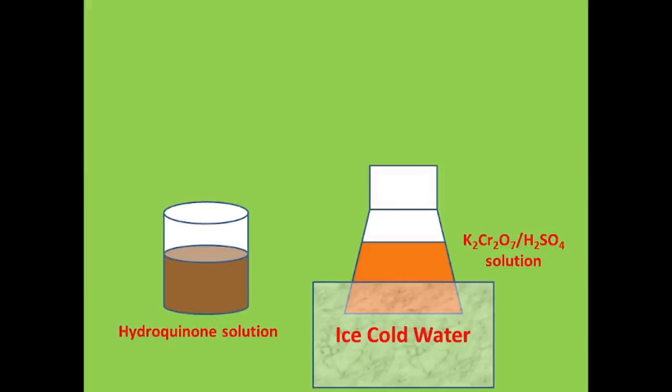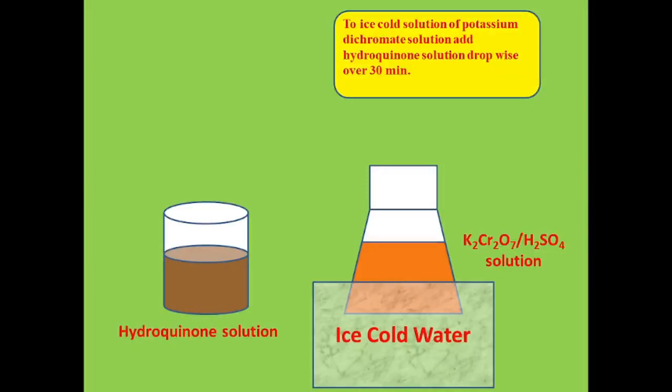Then add hydroquinone solution to the potassium dichromate solution. The potassium dichromate solution is kept in ice cold water. Care should be taken that the temperature of the mixture should not rise above 20 degrees Celsius. To the ice cold potassium dichromate solution, add hydroquinone solution dropwise over 30 minutes using a dropper. This is a dropper.